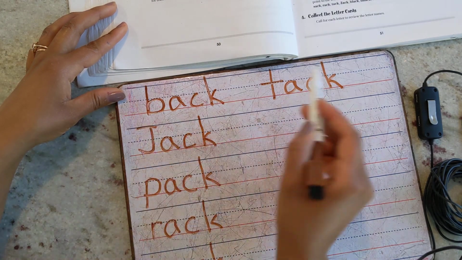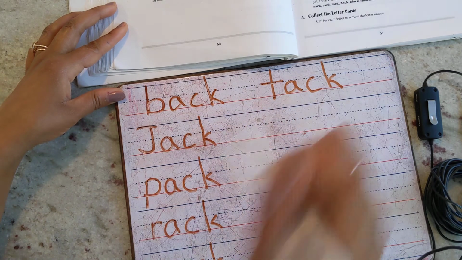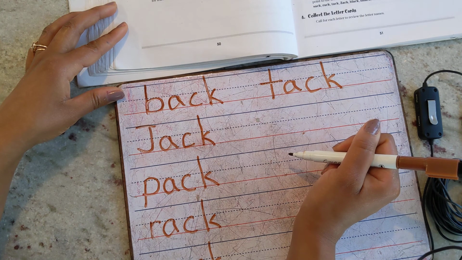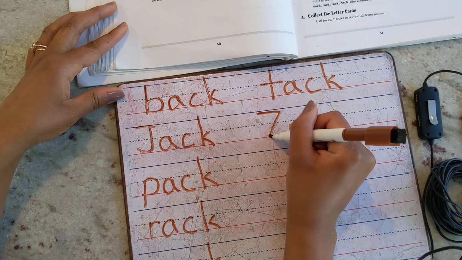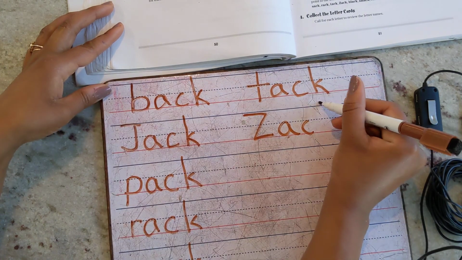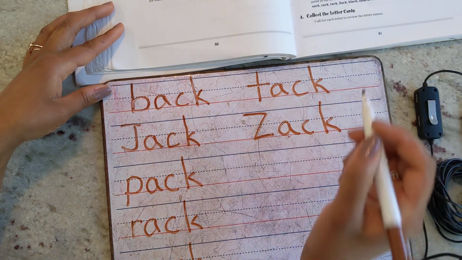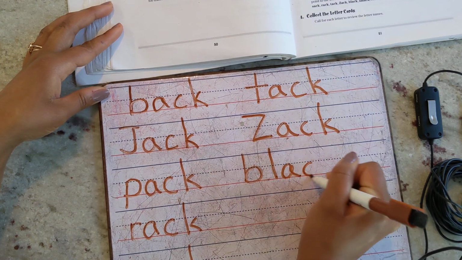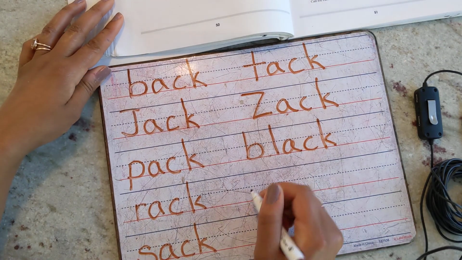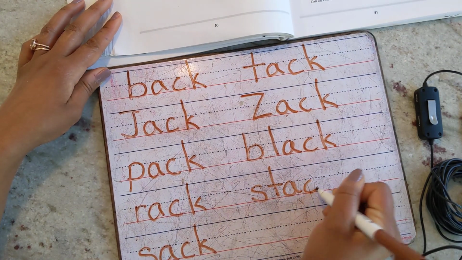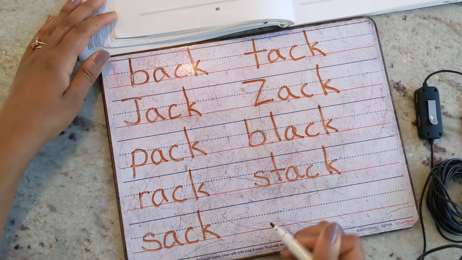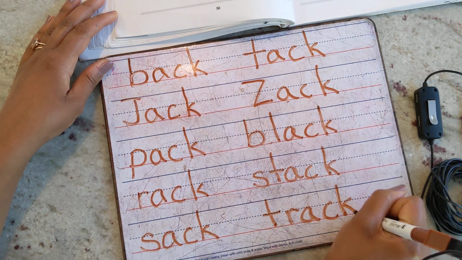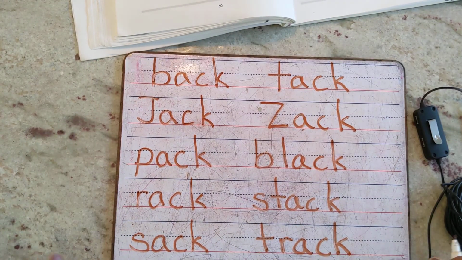Sometimes kids will write them this way, and when we list words, we try to do it in columns, okay? Tack, let's see. I think we had Zach. And black and stack. And once your kids are finished writing these words, make sure that they read them back to you to make sure that they have that decoding skill. Okay, so here are your words.